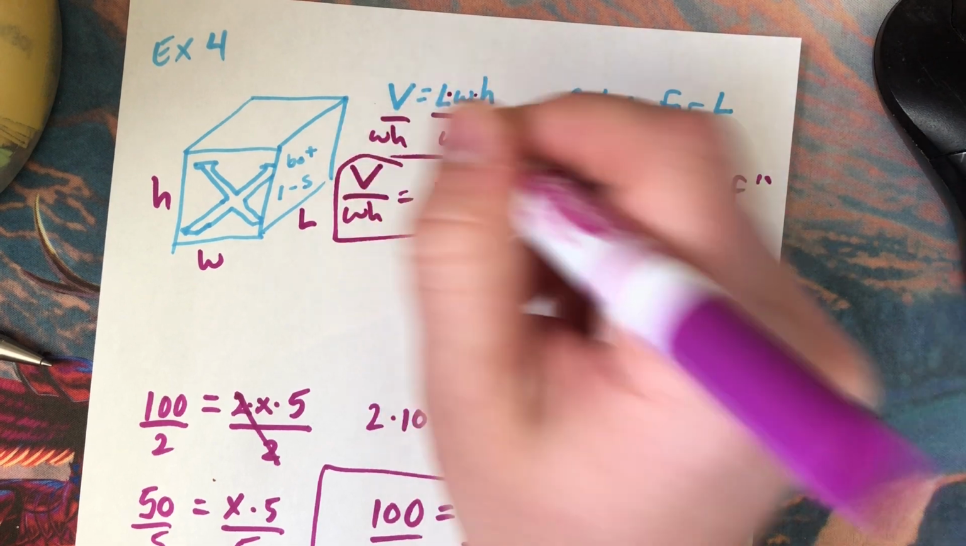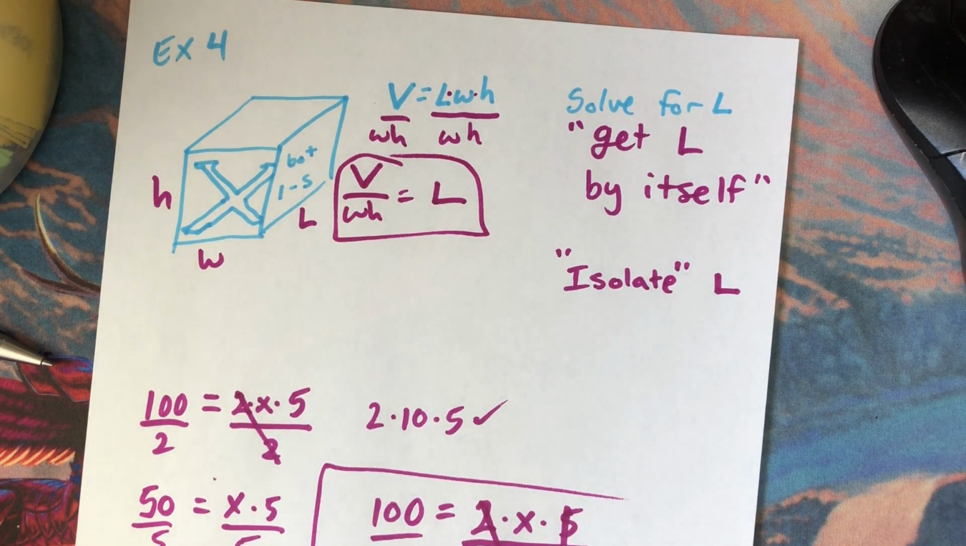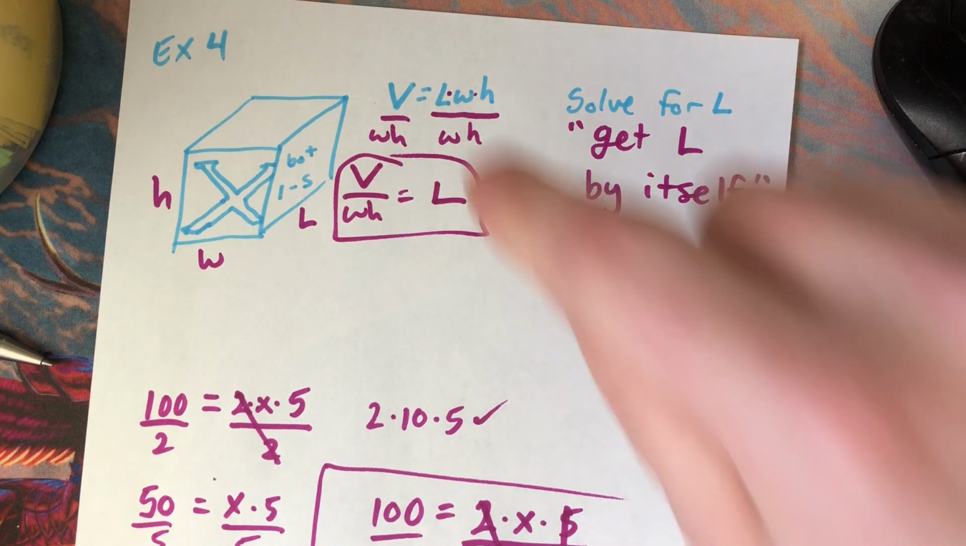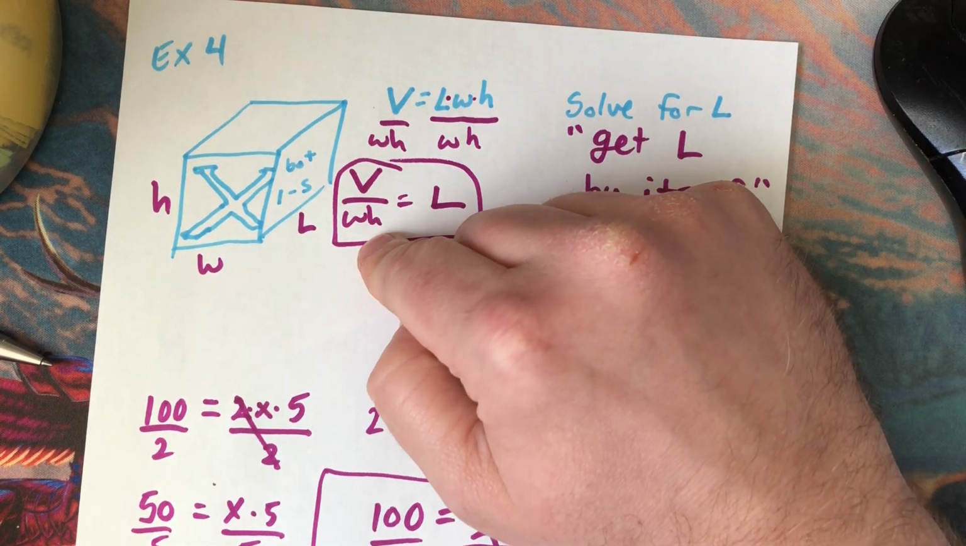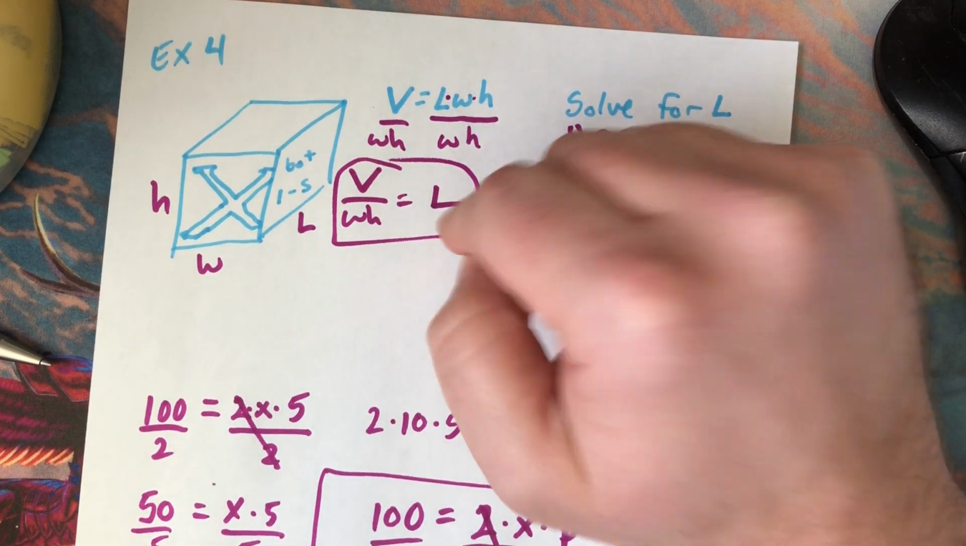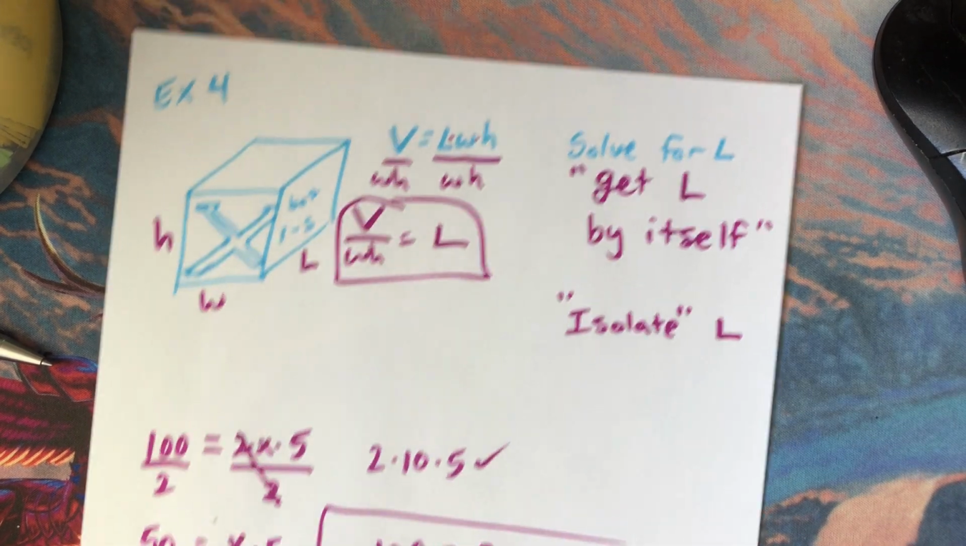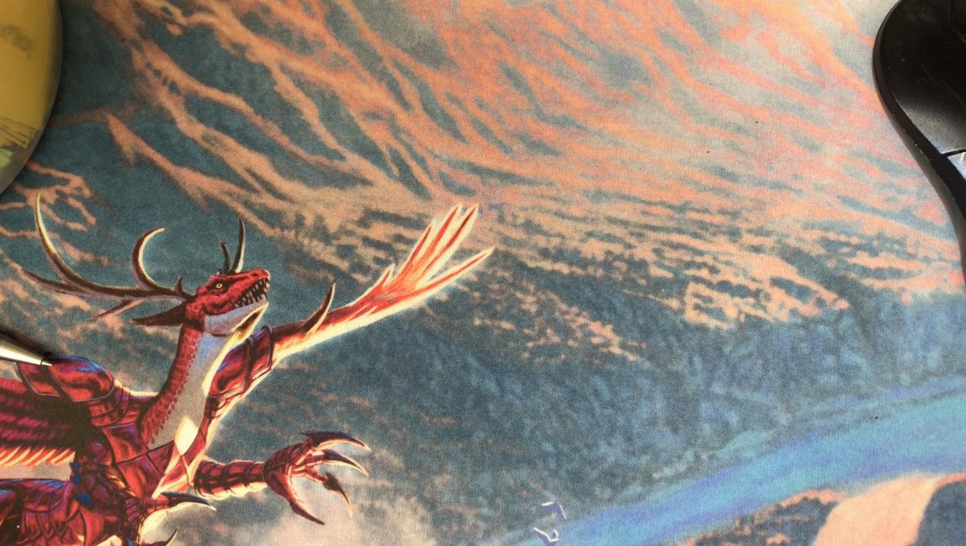And that's all we can do with that. We can't do any more. We don't know any of the numbers. But if we know the volume, we know the width, and we know the height, we can do this formula and get L. So that is literal equations in a nutshell.